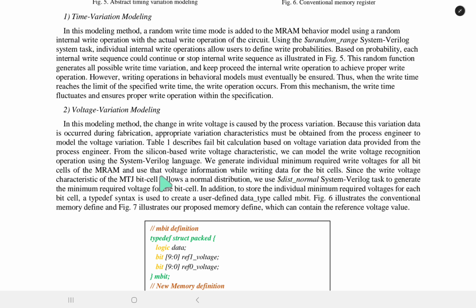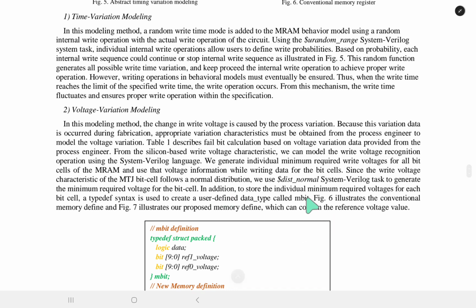Since the write voltage characteristics of the MTJ bit cell follow a normal distribution, we use the $normal SystemVerilog task to generate the minimum required voltage for the bit cell. In addition, to store the individual minimum required voltage for each bit cell, a typedef syntax is used to create a user-defined data type called mbit.